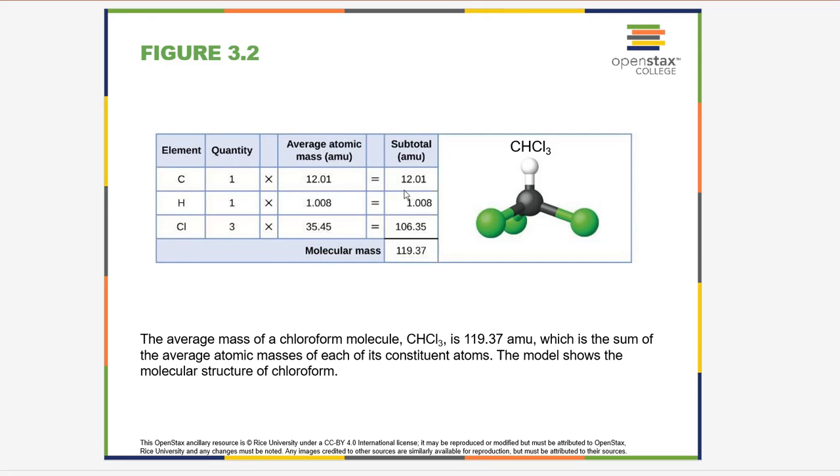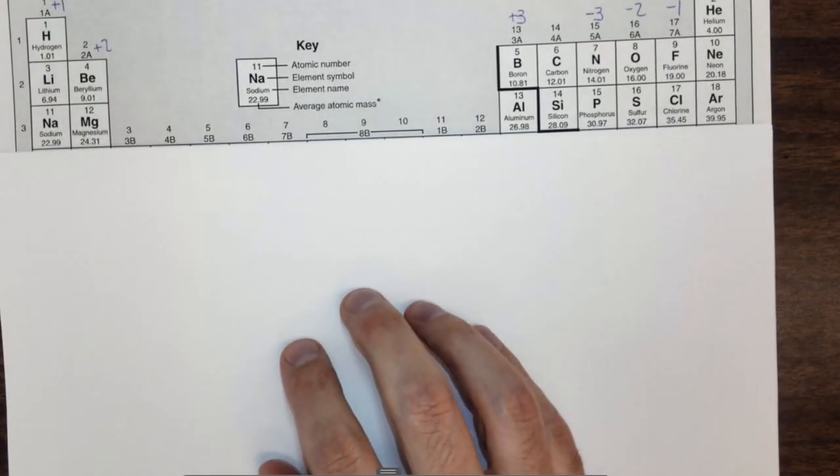So we take 12.01 for carbon, 1.08 for hydrogen, and then 3 times 35.45, or 106.35, because there are 3 chlorine atoms. And we add those all together and we find that the molar mass of chloroform is 119.37. So this is how we find molar masses. We could do this for other types of compounds.